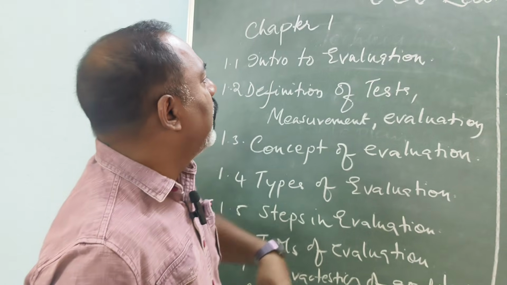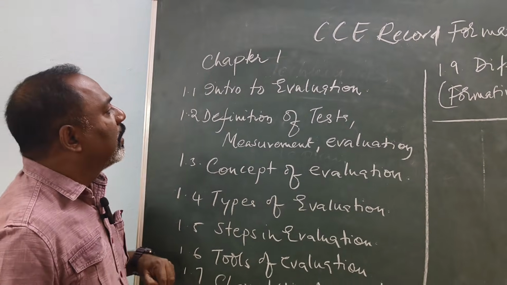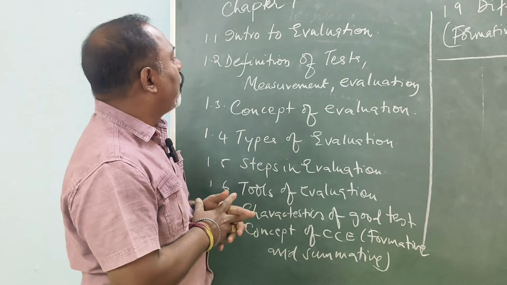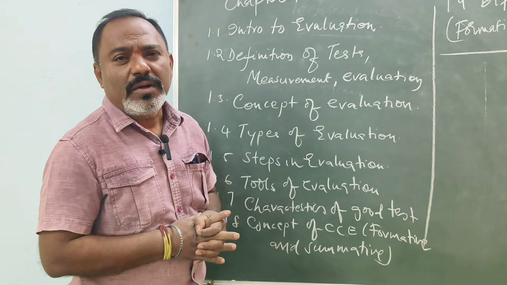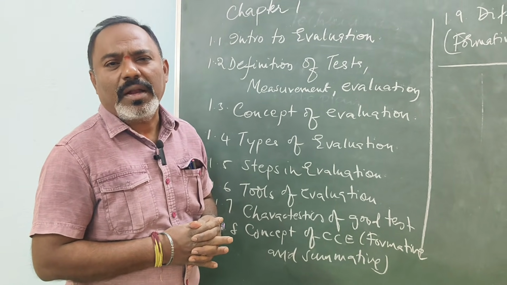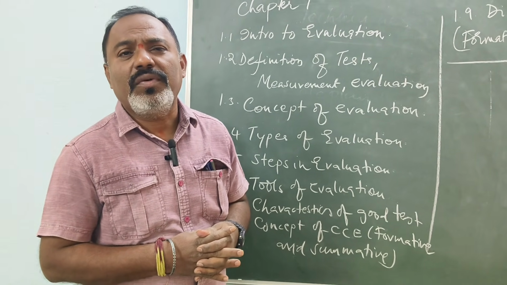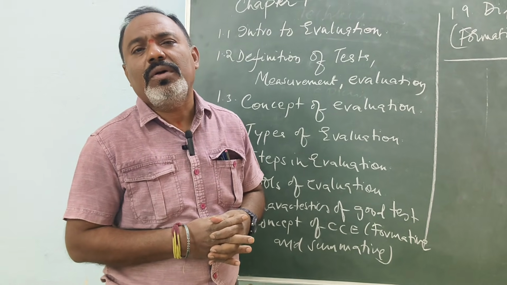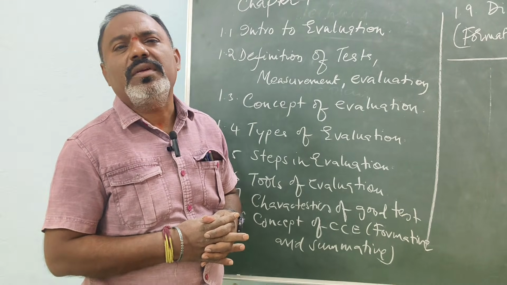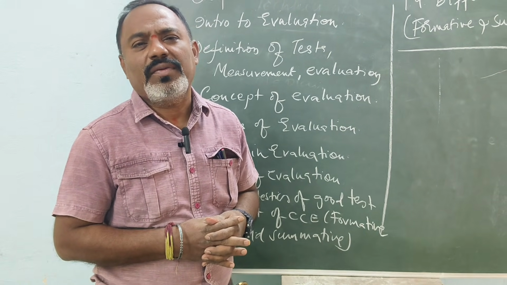So CCE Record Format: we'll have 5 chapters. First chapter, in that we'll have introduction to evaluation. So what is evaluation and why do we do evaluation, right? Why is evaluation necessary? For any student or any academic activity, after our teaching learning practice, we go for testing the students whether the teaching learning process carried out by the teacher is leading to learning outcomes, because every teaching learning activity will lead to learning outcomes or academic standards.